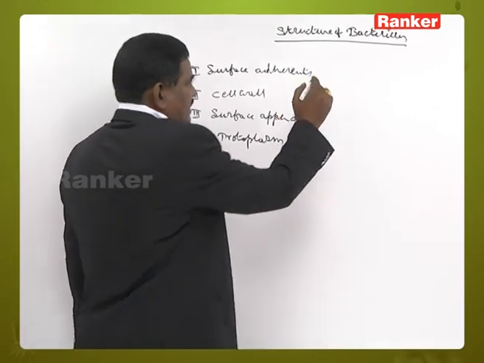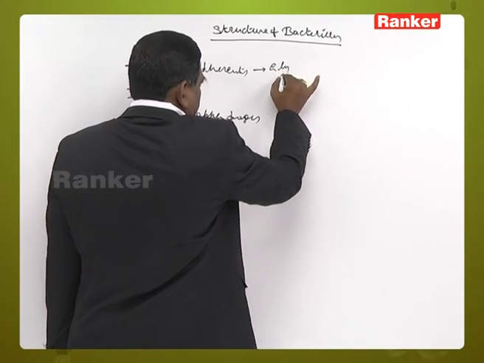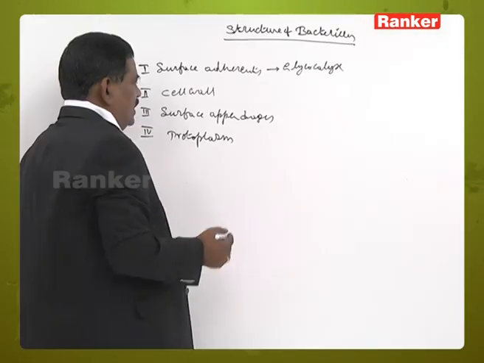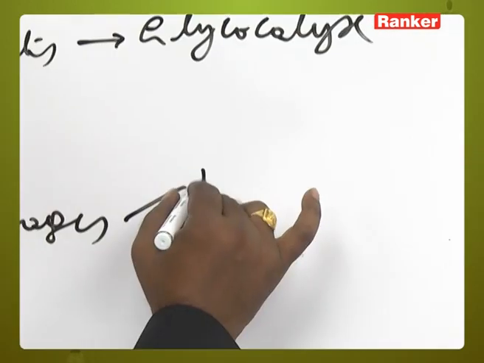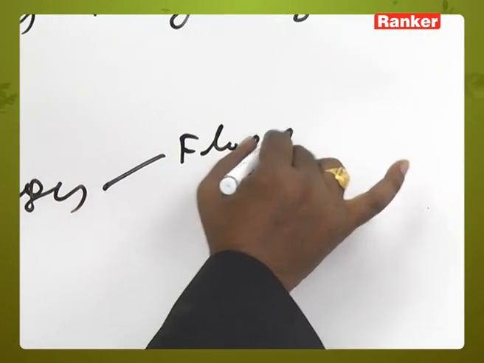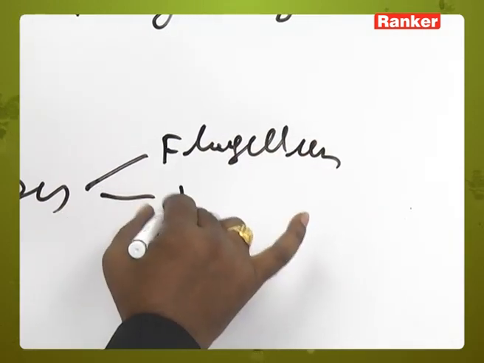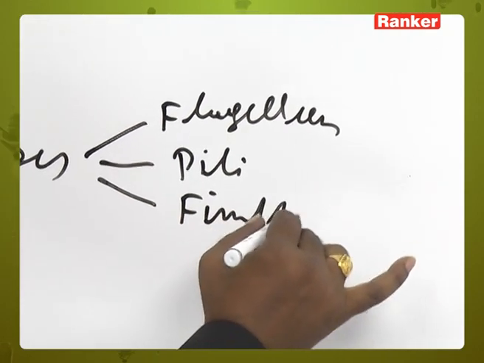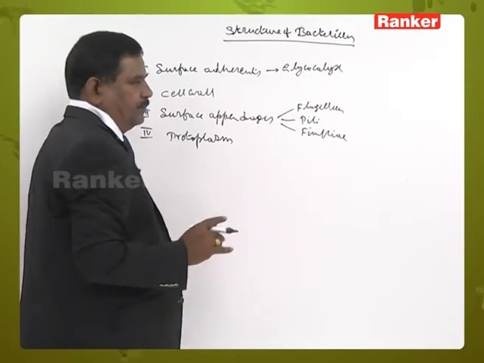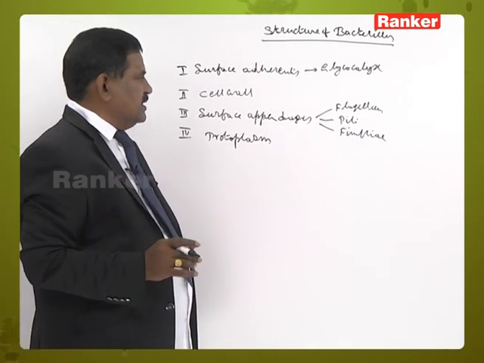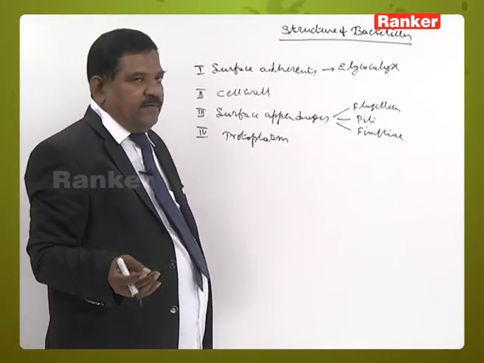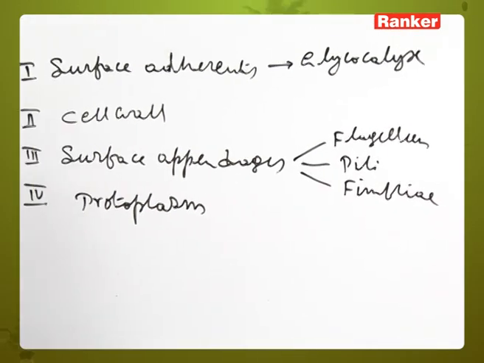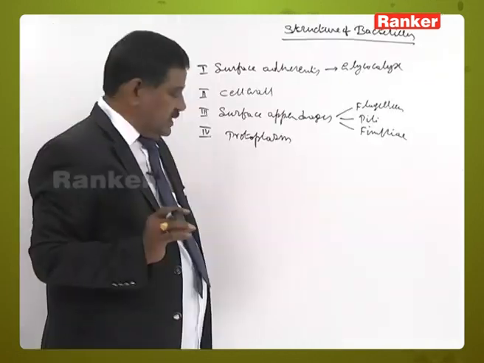Surface adherents, that is glycocalyx. Surface appendages are the flagellum, pili, and fimbriae. We will discuss each one in detail. Now first come to the surface adherents.